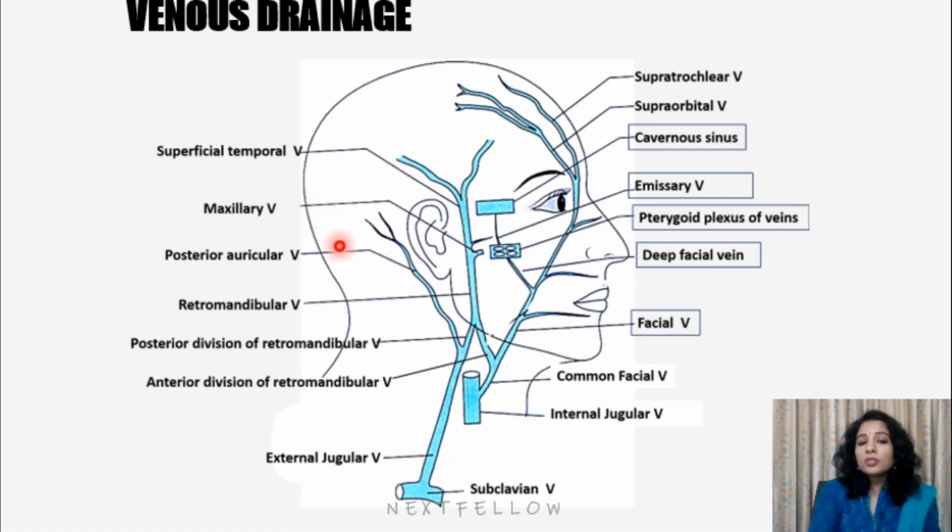Still more posteriorly, it is drained by the occipital vein, and the occipital vein drains into the suboccipital venous plexus. So that is about the venous drainage of the scalp. One thing to be noted here, the scalp veins are valveless veins. So the flow of blood is bidirectional.